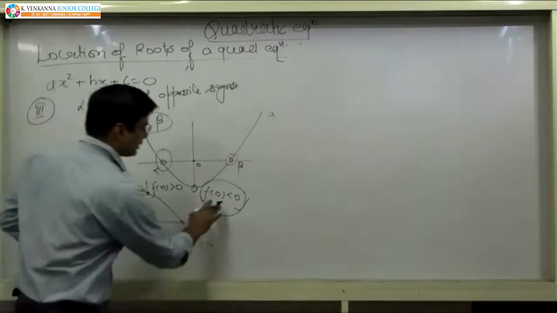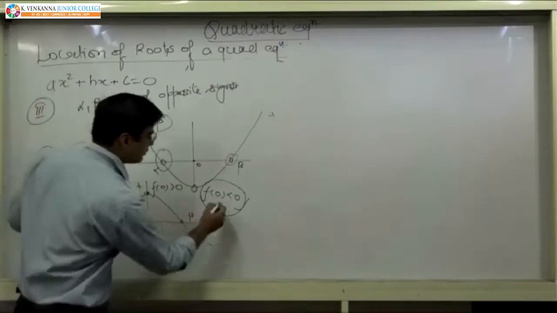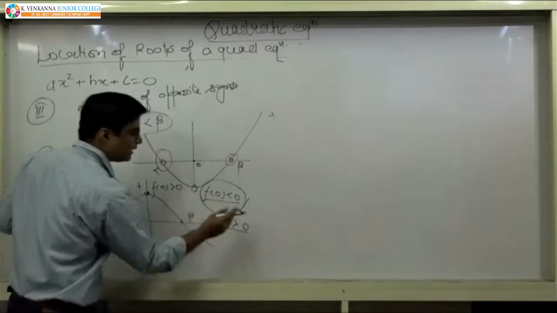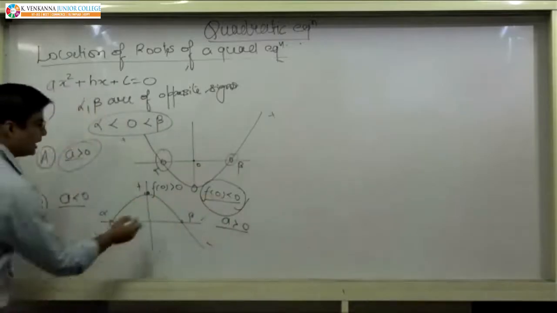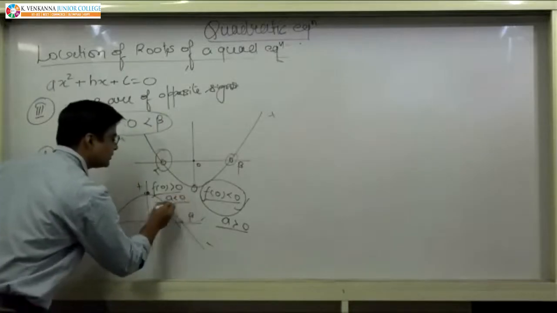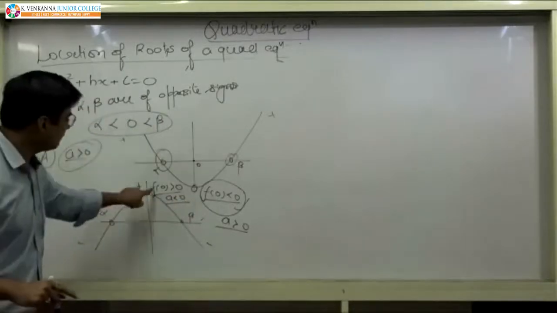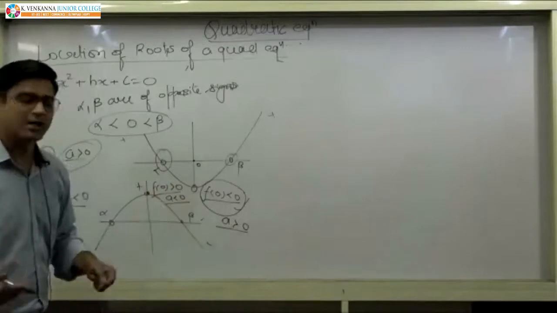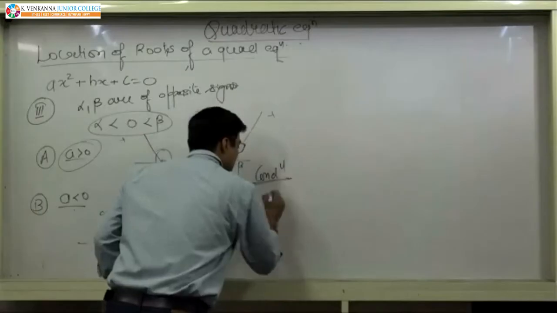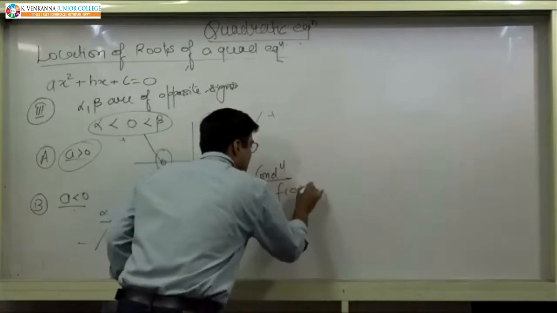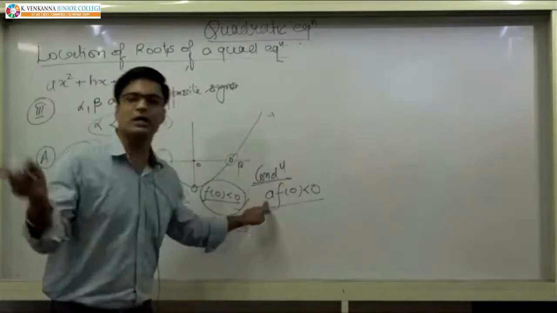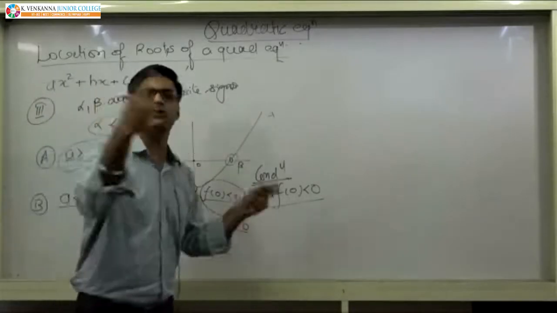Now, when A is greater than 0, f of 0 is lesser than 0. That means f of 0 and a are of opposite sign. F of 0 is positive when a is lesser than 0. Again, both f of 0 and a are of opposite sign. So we can write the condition directly: A times f of 0 is lesser than 0. Both are of opposite sign. If a is positive, then f of 0 is negative. If a is negative, then f of 0 is positive.